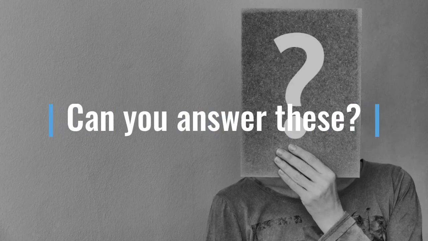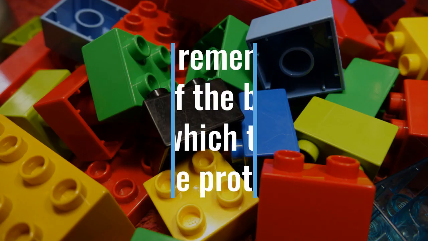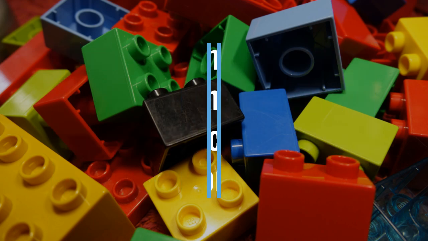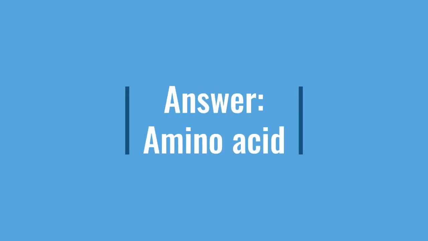Now that you've completed Cracking the Genetic Code, I wonder if you can answer these questions. Can you remember the name of the building blocks which together make up proteins? The answer is that proteins are made from amino acids.